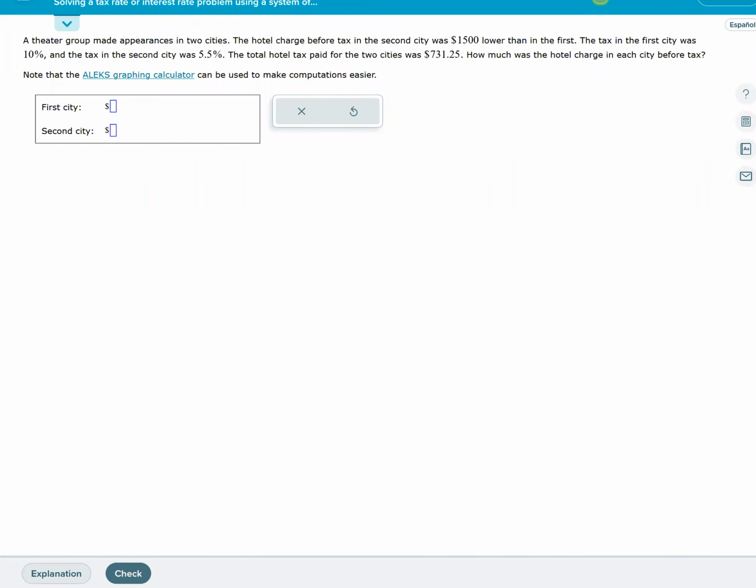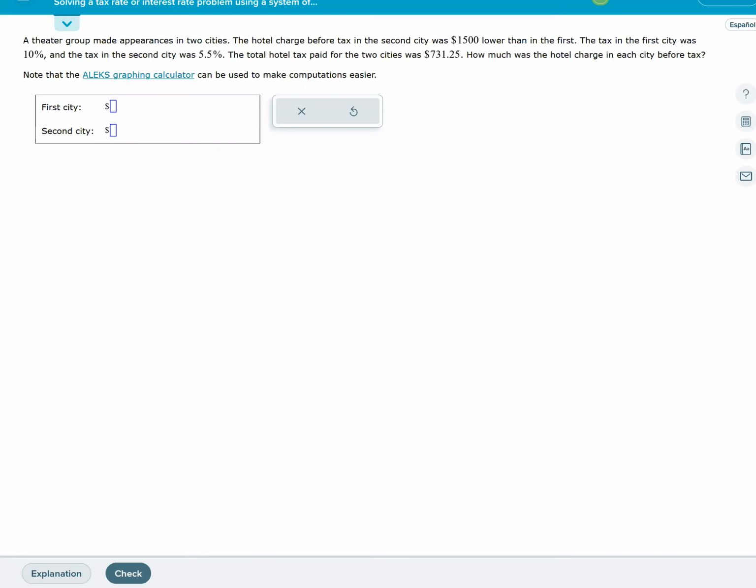This topic is called solving a tax rate or interest rate problem using a system of linear equations. Just by the title, we know that we're going to have to write two equations, and then we will solve those for the point where they intersect.